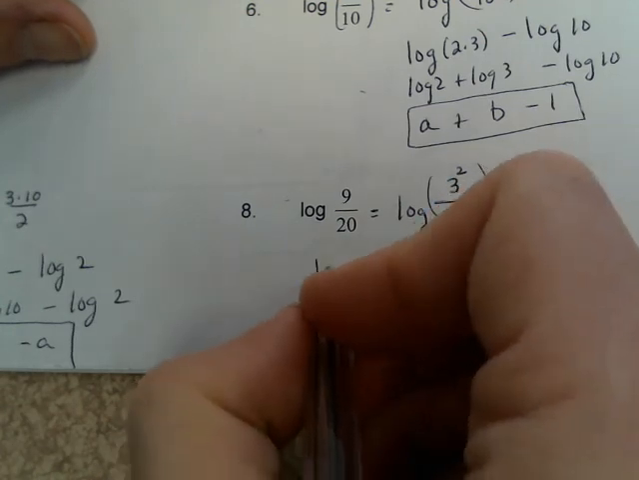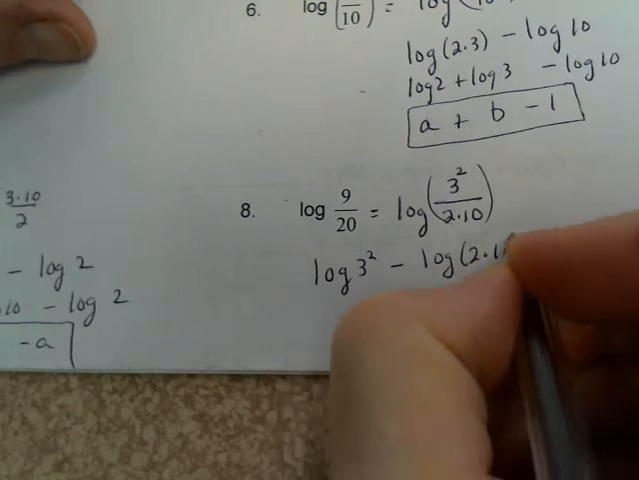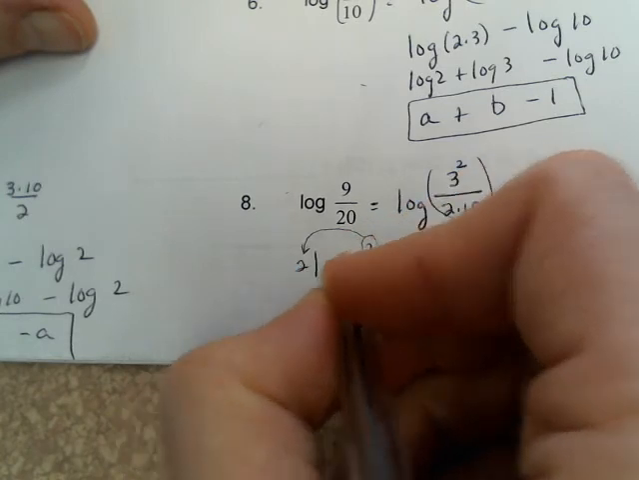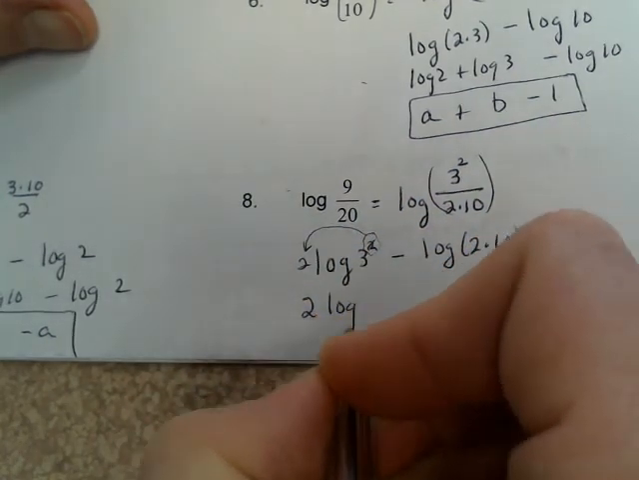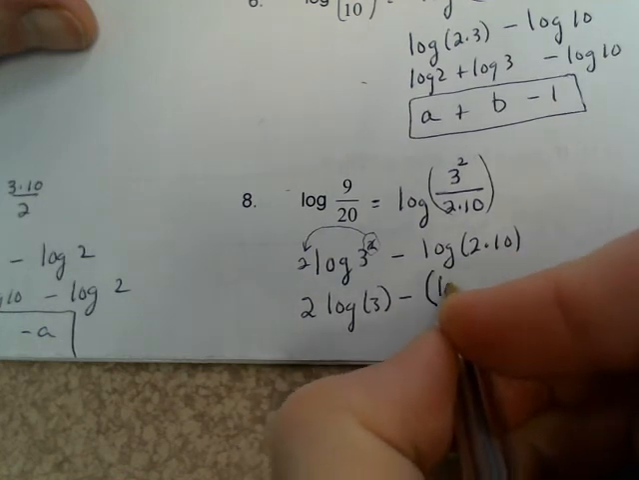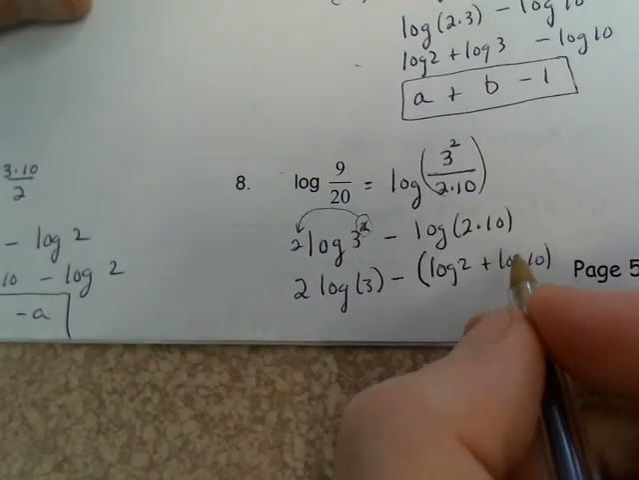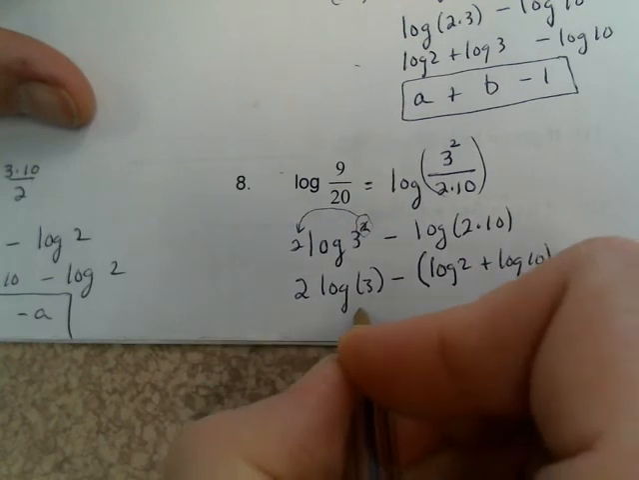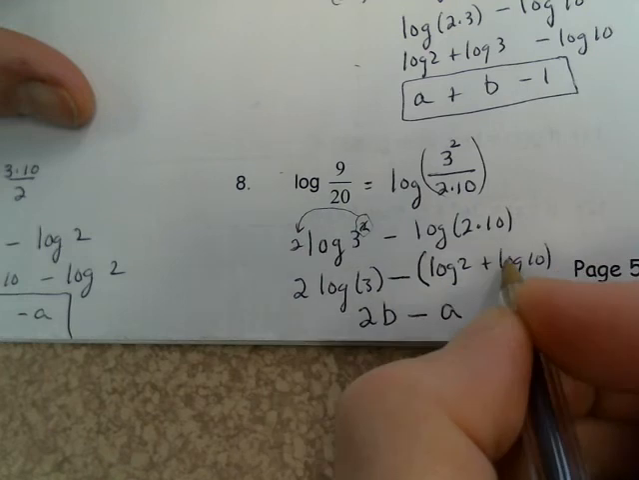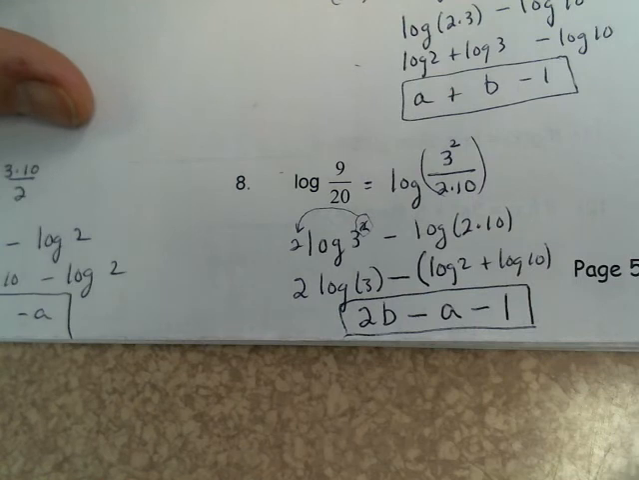The quotient rule gets used first, so this is the log of 3 squared minus the log of 2 times 10. Log of 3 squared, you're going to bring that 2 out in the front, says the power rule, and this is 2 times the log of 3 minus, now I need parentheses because I have a sum here. This is the log of 2 plus the log of 10, and this negative gets distributed through this parentheses. So the log of 3 is b, so this turns out to be 2b minus the log of 2 is a. Now this negative goes over here, so it's minus 1. Be very careful of distributing that negative throughout both those terms.